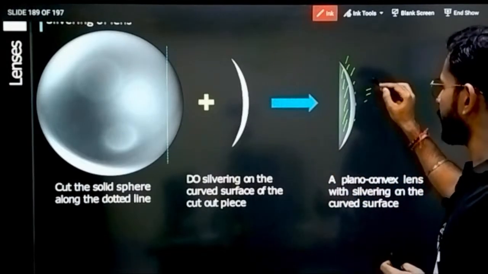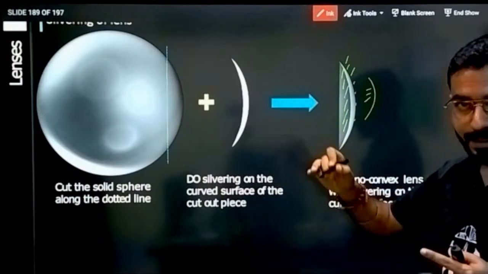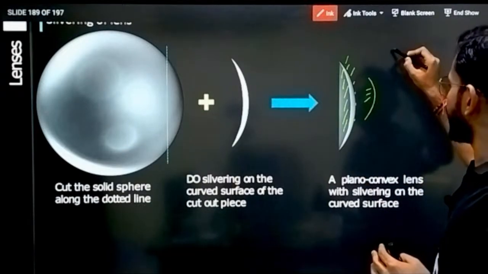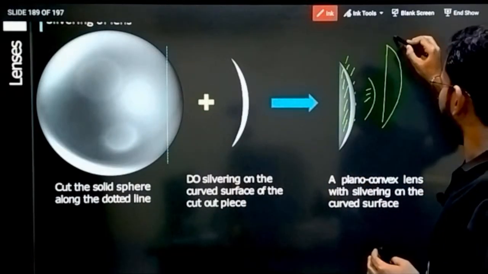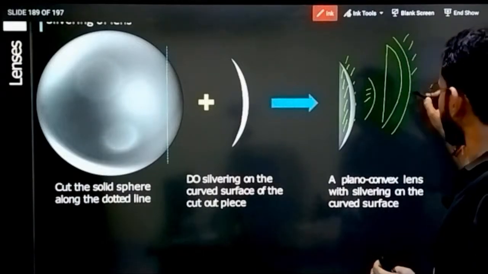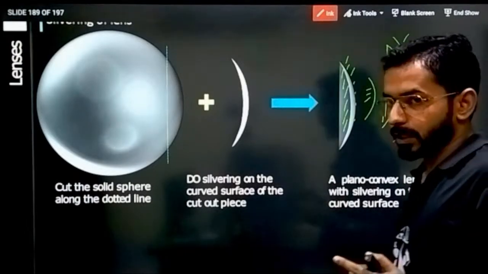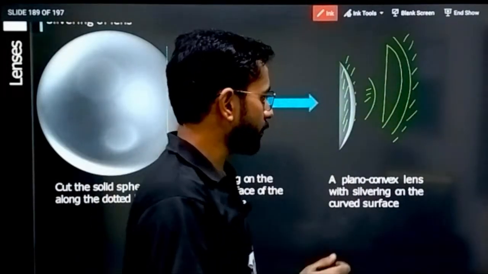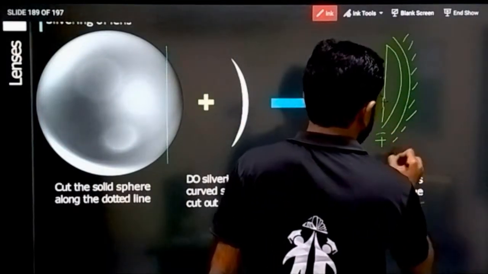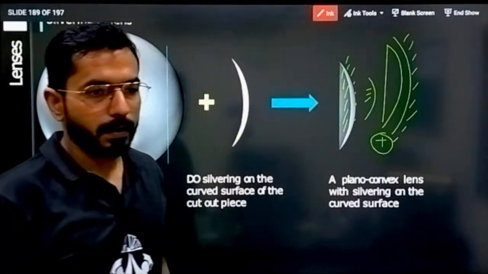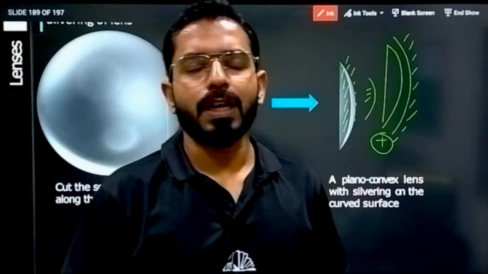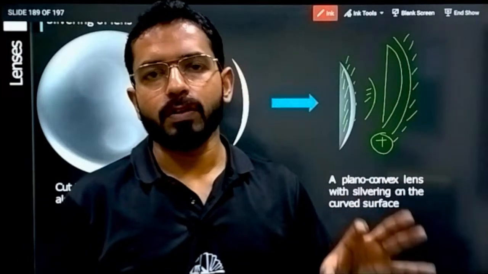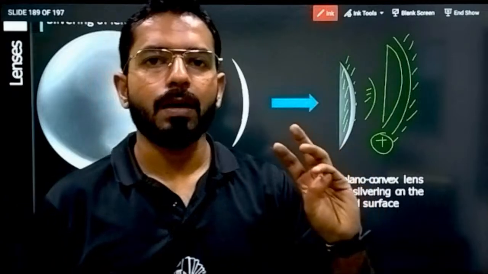Correct. So it is behaving like a combination of a lens and a mirror. If I have to draw the diagram, I will draw it like this. I will have a lens and an outer surface that is behaving like a concave mirror. That means it becomes a combination of a convex lens plus a concave mirror. This is the concept of silvering of a lens. Whenever you silver any lens, you will have a combination of a lens and a mirror.